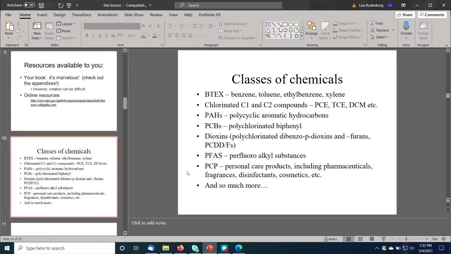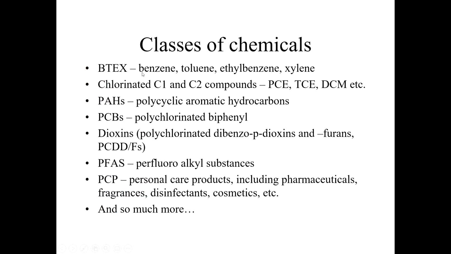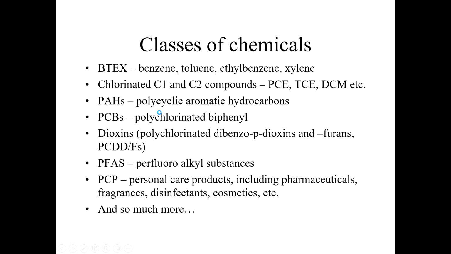As I go through, I will often use some shorthand and talk about different classes of chemicals. Like I might say BTEX. BTEX is benzene, toluene, ethylbenzene, and xylene. These are components of gasoline, right? If you have a leaking underground storage tank for fuel, for gasoline, BTEX is what you're going to be worried about.